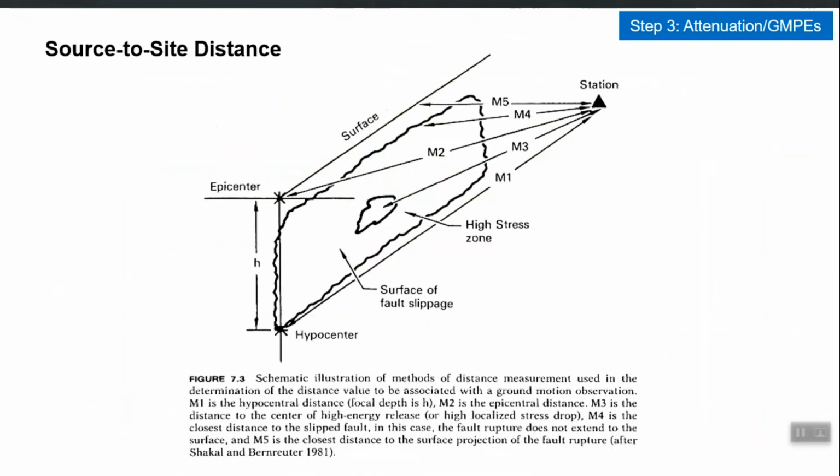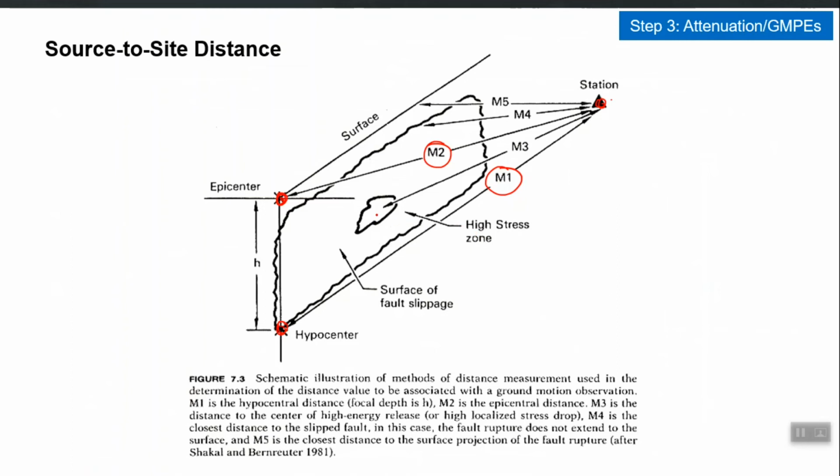This thing which I was explaining, that the source to site distance definition may be different depending upon the GMPE. Right? Some GMPEs may define the source to site distance R as the distance from the epicenter to your station. This is denoted by M2 here. Some GMPEs may say that it should be the distance from the hypocenter to your site. It is denoted as M1. Right? So, you should understand what the definition of source to site distance is in that GMPE before using it. Right? What is the R defined in that?